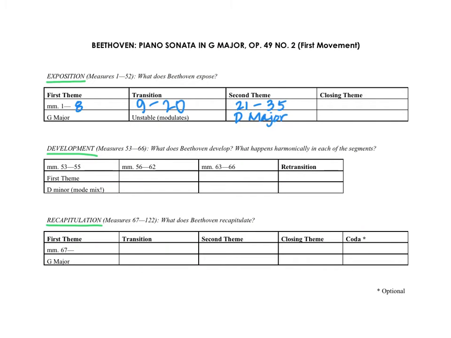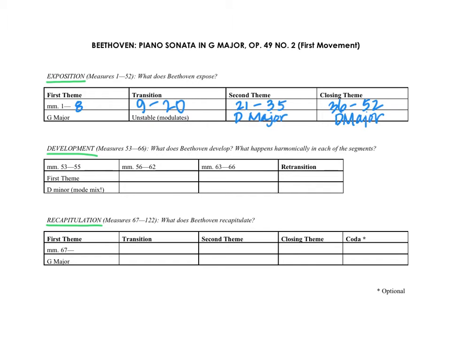After the second theme is presented, a closing theme is used to close off the exposition, emphasizing the new key area of D major by repeatedly cadencing in the new key. Why are there so many cadences, you may ask?